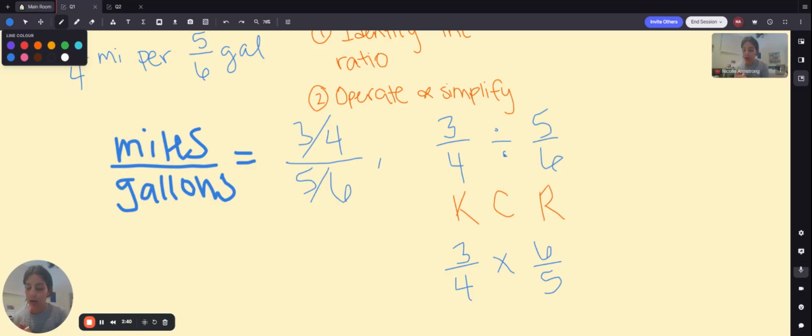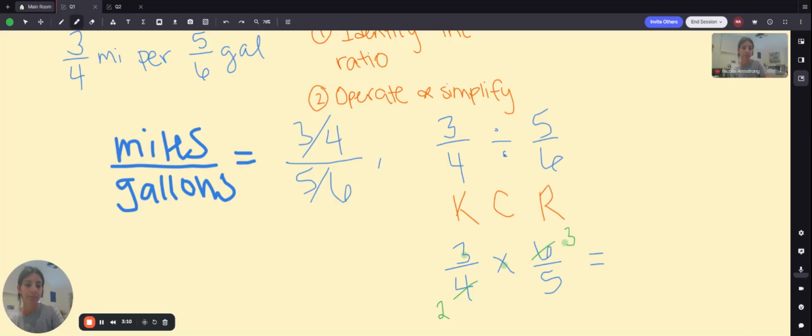Now we can simplify before we multiply. We look for patterns in this fraction multiplication to see if we can simplify, which we do. We see that 4 and 6 are even numbers, which can be divided by 2. So 4 divided by 2 is 2, and 6 divided by 2 is 3. Simplifying before you multiply always helps make the multiplication a little bit simpler. So now we just look at 3 times 3, which is 9, and 2 times 5, which is 10, and we have a simplified answer.